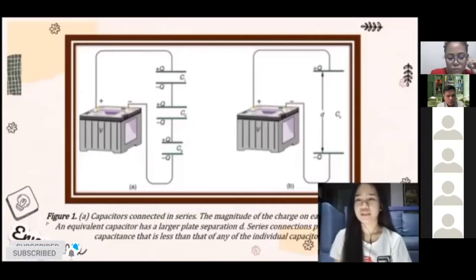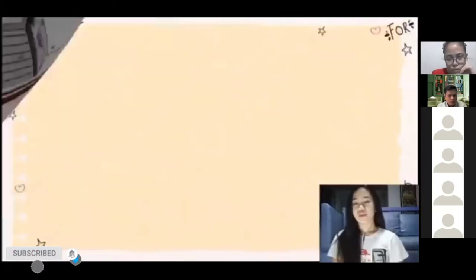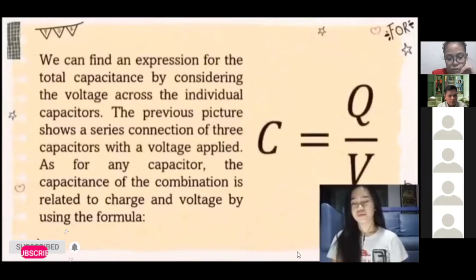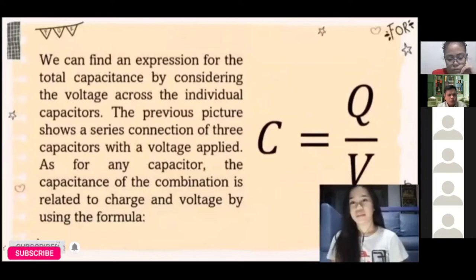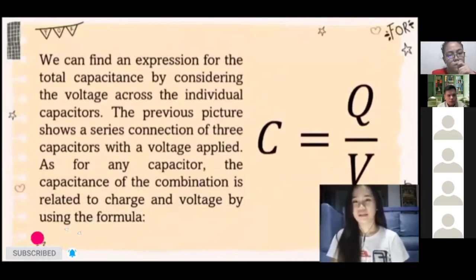Individual capacitors and how they are connected. There are two simple and common types of connections called series and parallel. In this section, we'll only be focusing on series connections, for which we can easily calculate the total capacitance. So before we proceed to solving word problems, let me first introduce the formulas that we will use later on, so you will have an idea or concept and be familiarized with the given and equations we will use for solving problems involving series capacitors.